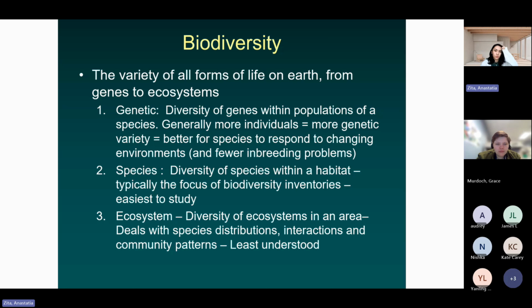Ecosystem diversity deals with the diversity of ecosystems in an area and focuses on the distribution of species and their interactions and community patterns. This aspect of biodiversity is the least understood due to the complex nature of ecosystem dynamics. Understanding all three aspects of biodiversity is very important in managing and conserving the different ecosystems and the diversity of life within all of them.